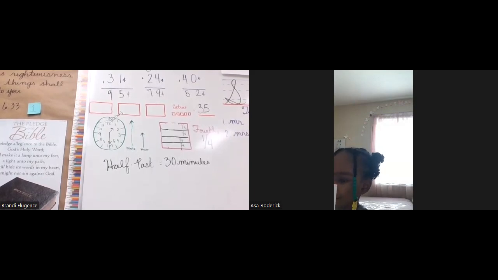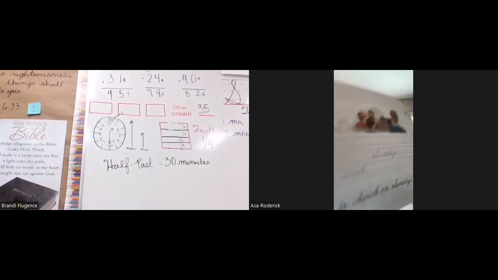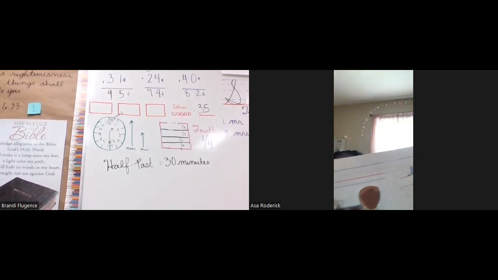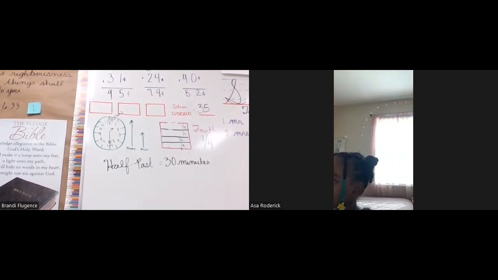Okay, we're on page 173. Let's do our dictation after this. Page 173. Phonics and language, page 173. This one said don't start yet. Look. Phonics and language, page 173.